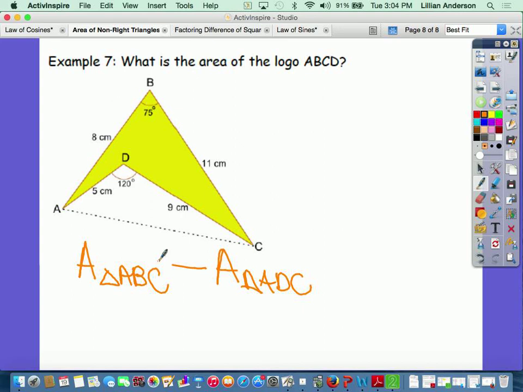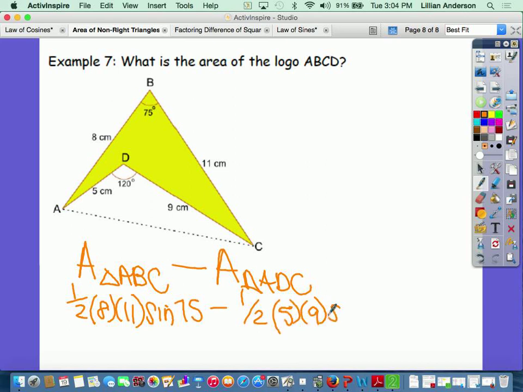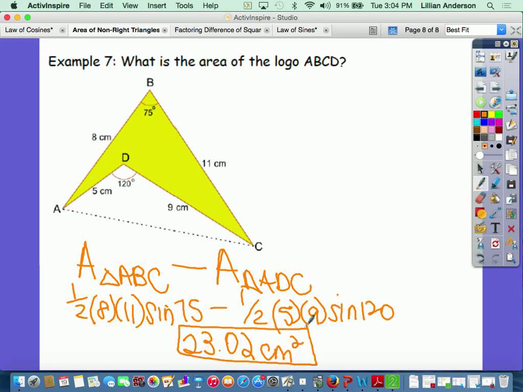So it should have been 1/2 times 8 times 11 times the sine of 75. That was your big triangle. Minus 1/2 times 5 times 9 times the sine of this angle, 120. And hopefully you didn't round each of these because then you would have a rounded area. Use the long decimal. What'd you get? Can you type all that in? Yep. 23.02 centimeters squared. And that is the area of your logo.